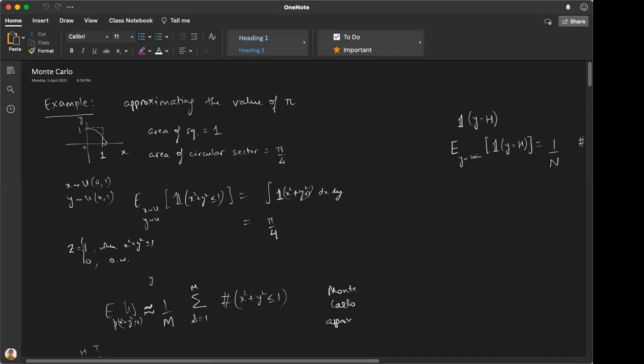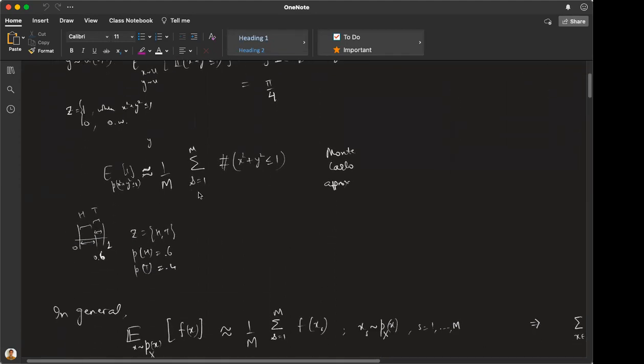So you can use this ratio, the number of points inside the circle divided by the total number of points. That ratio will be proportional to the area of the circular sector divided by the area of the square, which means pi by 4 divided by 1. So this expected value of the indicator function, which basically means the probability of a point falling inside, will be approximately this. This was the basic motivation for Monte Carlo approximation.